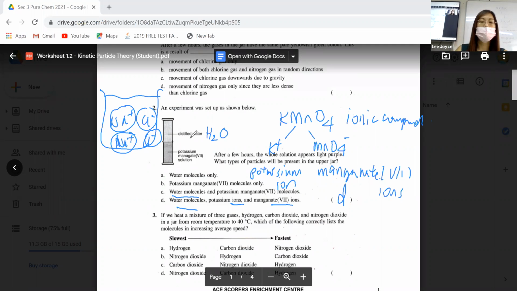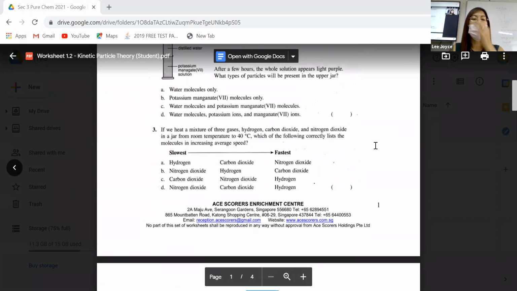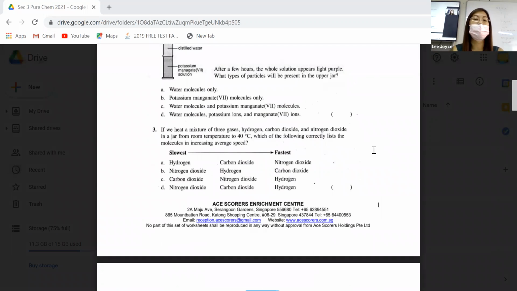Okay, and I'm sure question 3 should be okay, right? You just have to calculate the MR of each of the molecules. So if you look at the nitrogen dioxide, we said that this has an MR of, Ethan, what's the MR of nitrogen dioxide? 40.